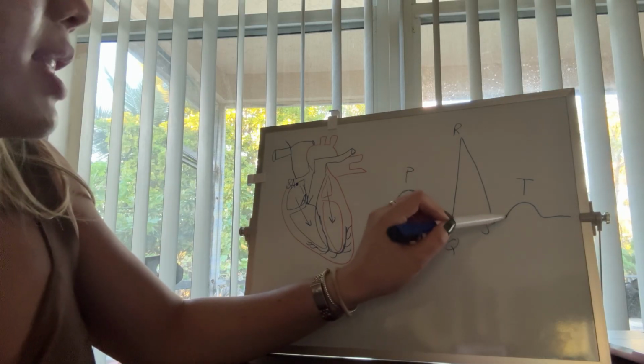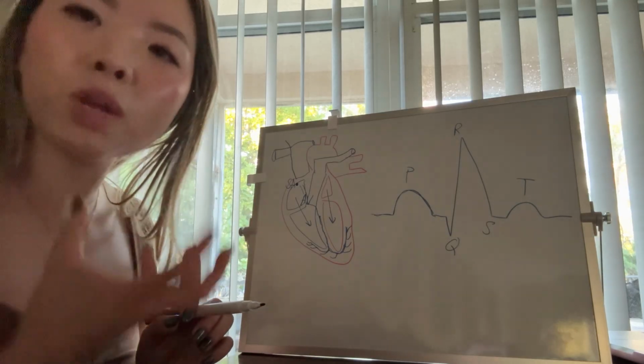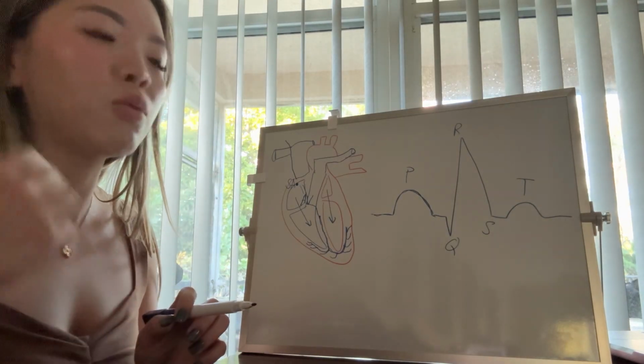Lastly, we have the T wave. In this T wave, that's when the ventricles repolarize, meaning that they relax.